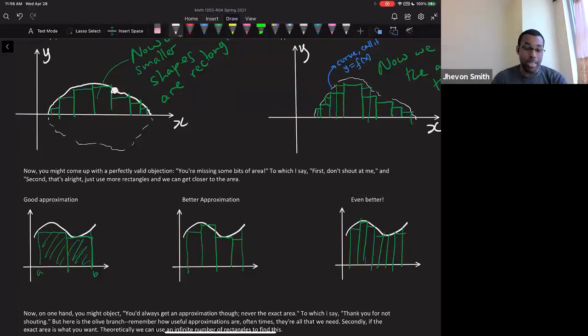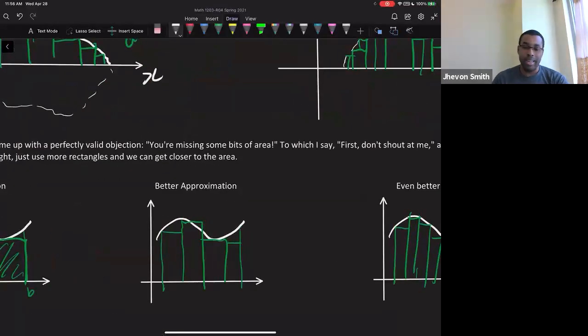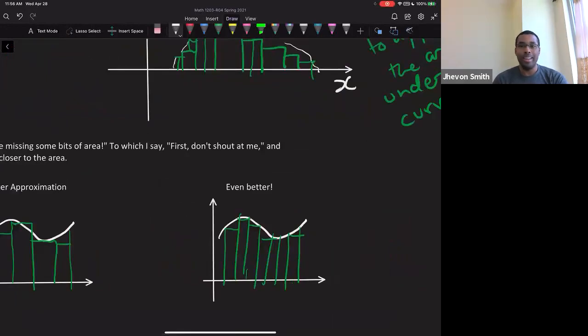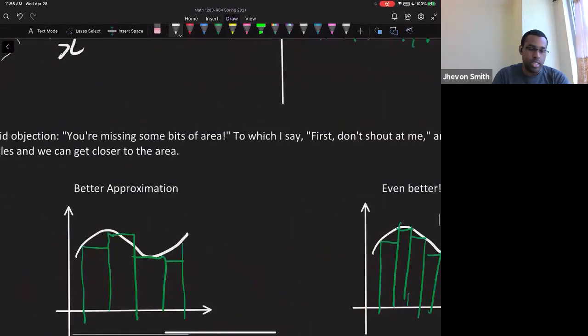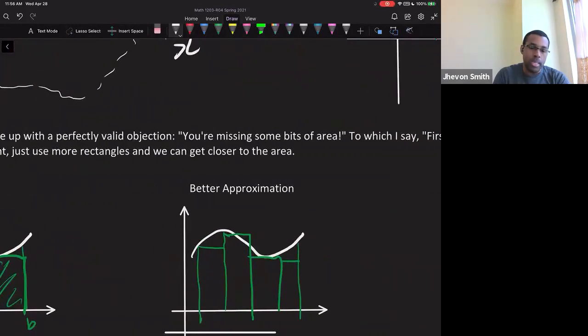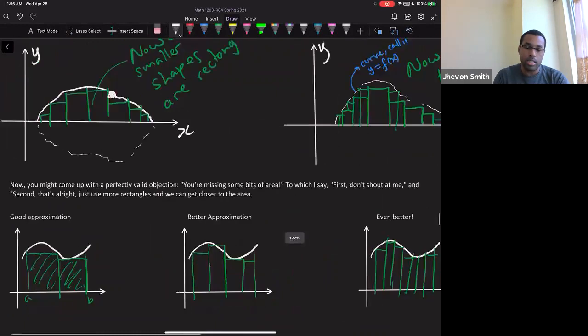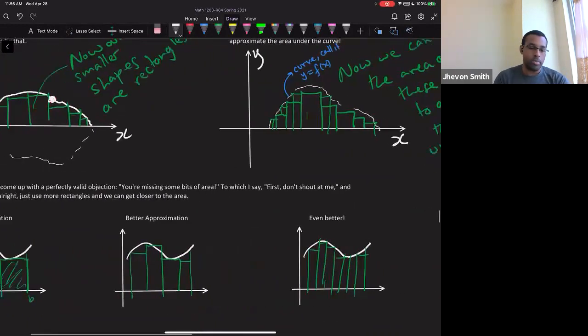It's decent, but this is better using 4. This is better using, it looks like 7 here, right? So we can get a better approximation by using more rectangles. That should be pretty obvious because we can get into these little nooks and crannies, these little crevices, and where we used to miss a big area, we can now miss smaller areas.